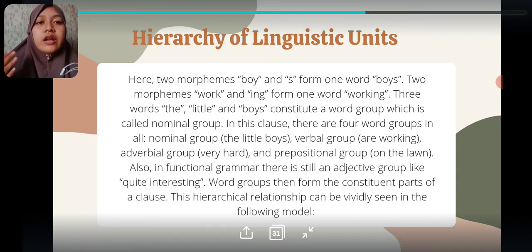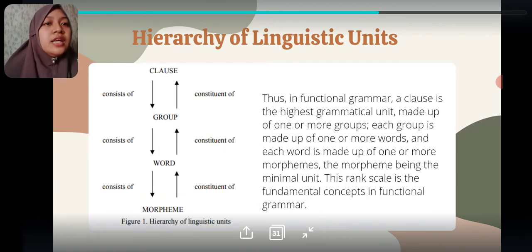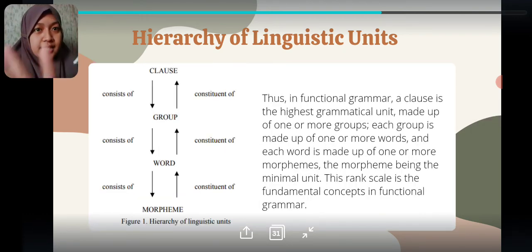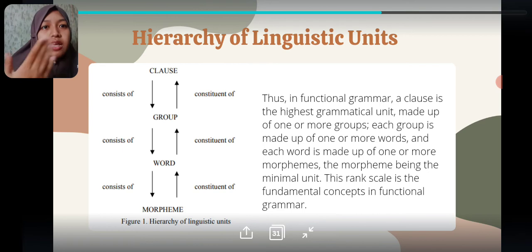This hierarchical relationship can be vividly seen in the following model. And this, you can see clause, group, word, constituent of, and like that. Thus, in functional grammar, a clause is the highest grammatical unit, made up of one or more groups.